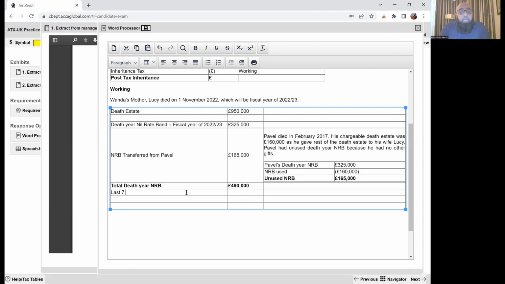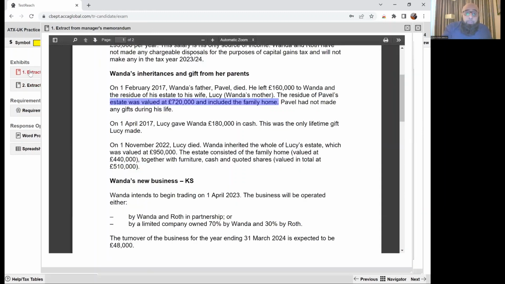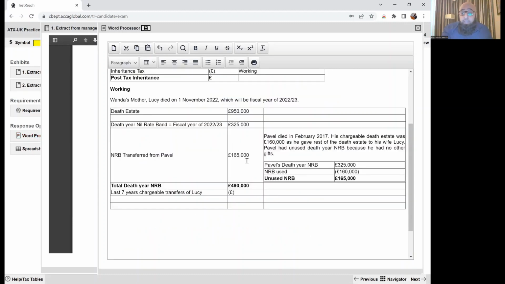Now we will deduct the last 7 years chargeable transfers of Lucy. Is there any last 7-year chargeable transfer of Lucy? So let's read the question. On 1st April 17, Lucy gave Vanda 180,000 in cash. This was the only lifetime gift Lucy made. Okay, so the gift made on April 17 will lie in the last 7 years.